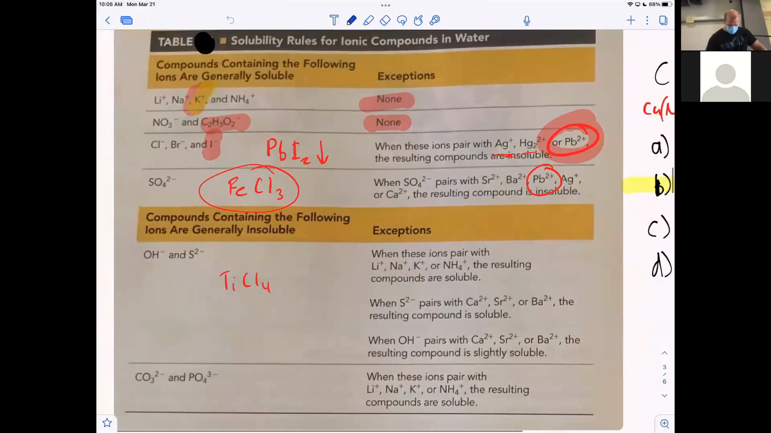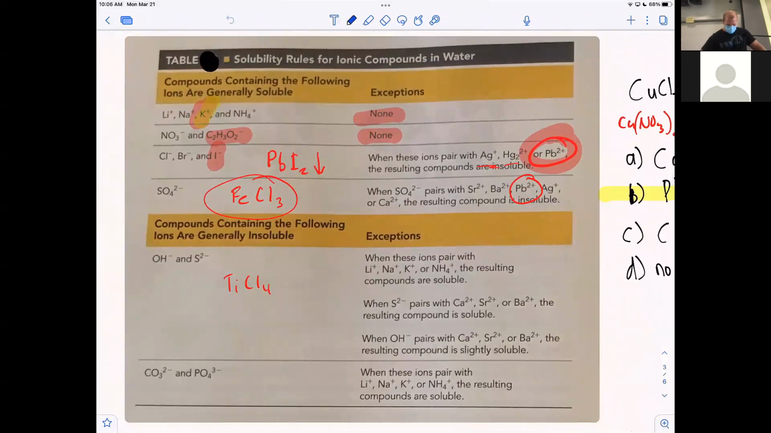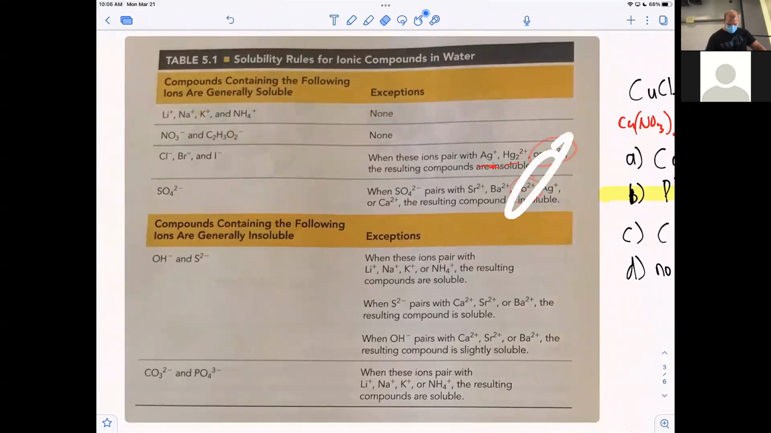Here we go. Funny how it popped up. Exactly what I wanted. Do you remember this stuff with the solubility rules?